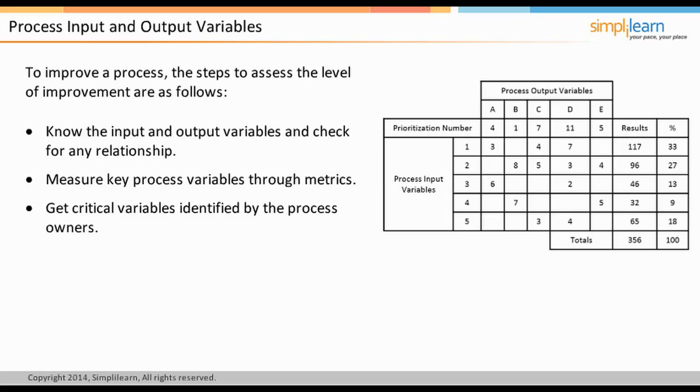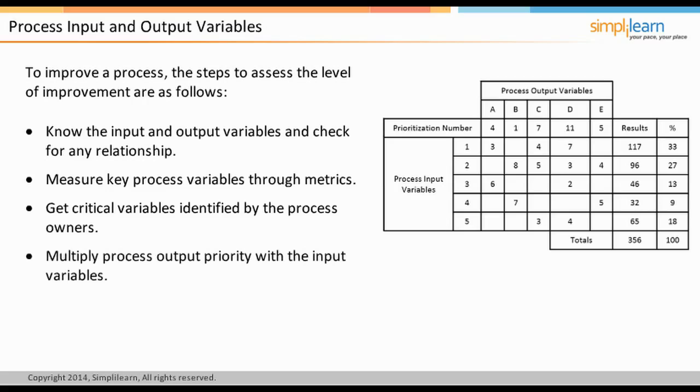A cause and effect matrix is shown on the screen. The key process input variables have been listed vertically, and the key process output variables horizontally. For each of the output variables, a prioritization number is assigned. Numbers which reflect the effect of each input variable on the output variable are entered in the matrix.